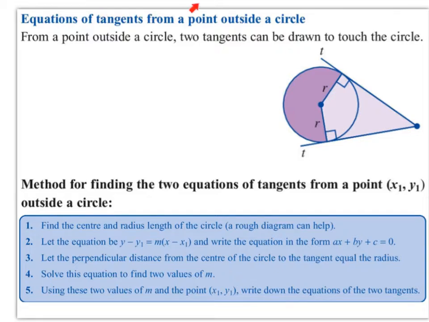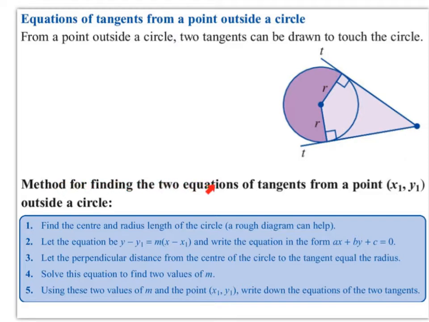Equations of tangents from a point outside a circle. From a point outside a circle, two tangents can be drawn to touch the circle. So here we see our circle, our centre. We have a tangent and another tangent. And remember that they meet the radius at right angles and they have a common point.